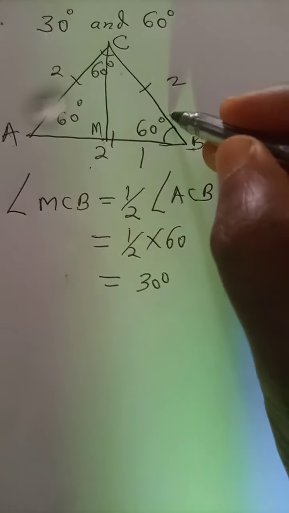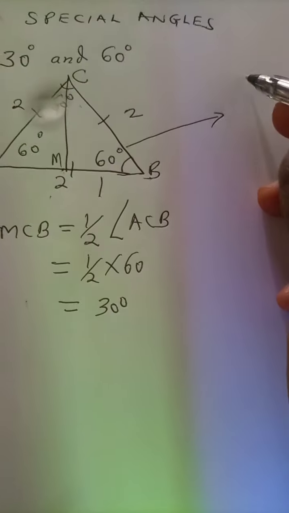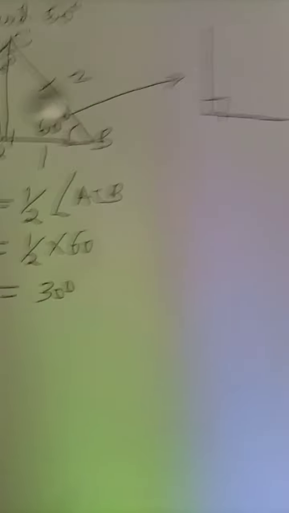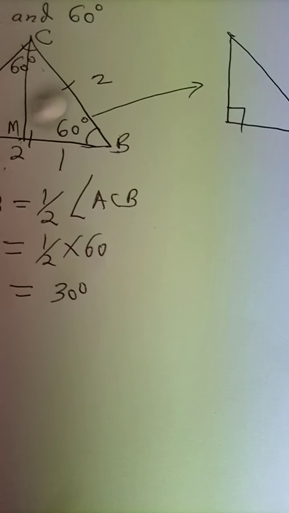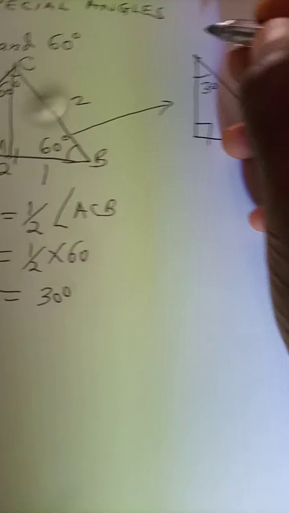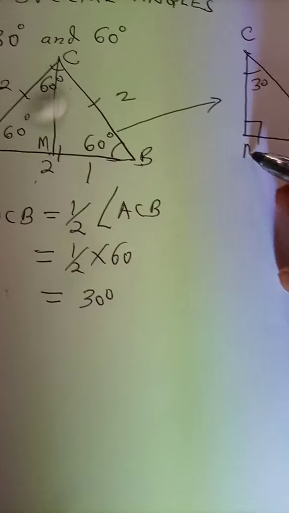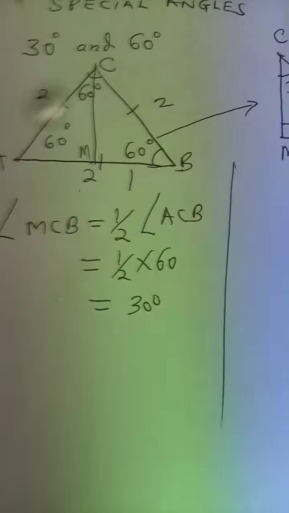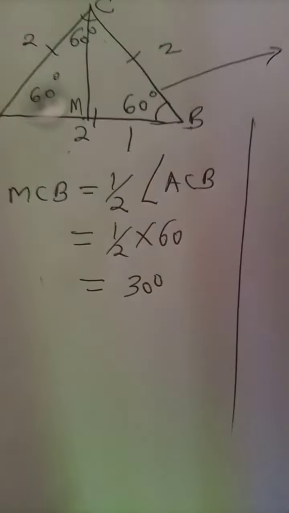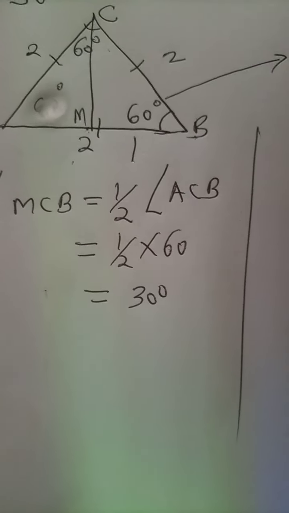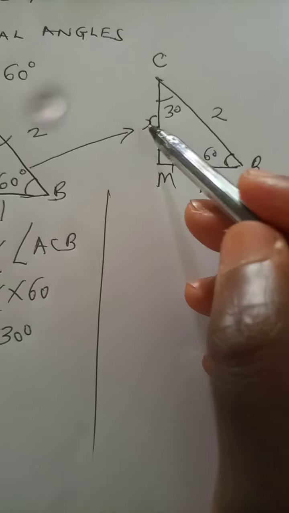We extract this triangle here. If we extract, we will have 90 degrees here, and here will be 60 degrees, and here 30 degrees, and here is point C, and here M, and here B. From here, this side is how many units? 1. And this side is 2 units. Let's call CM to be X.